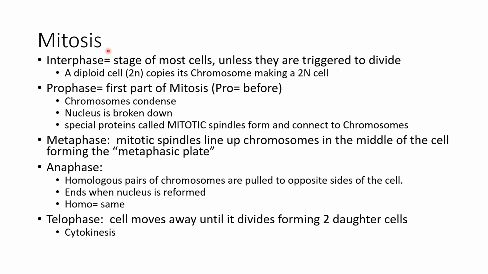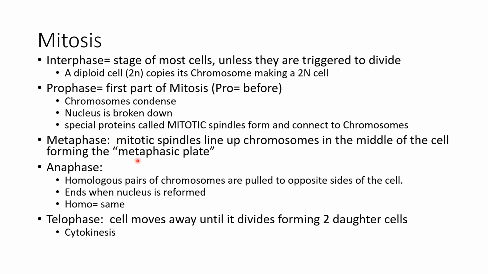They're going to take the chromosomes and try to line them up so the homologous chromosomes are next to each other. And when the mitotic spindles line up the chromosomes in the middle of the cell, we call it a metaphase plate. So when you have all the chromosomes lined up in one area, we call it the metaphase plate.